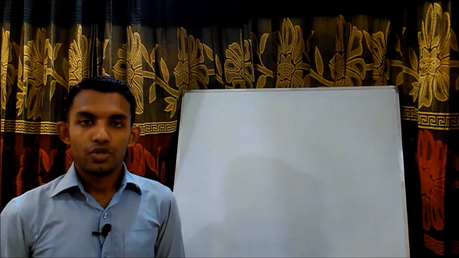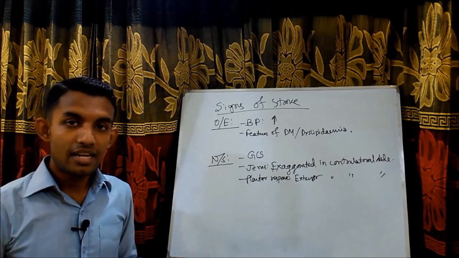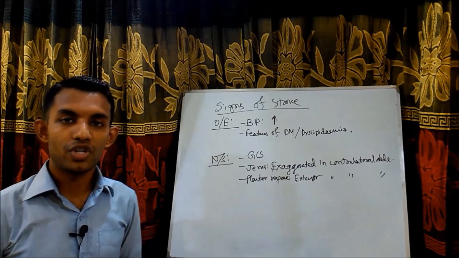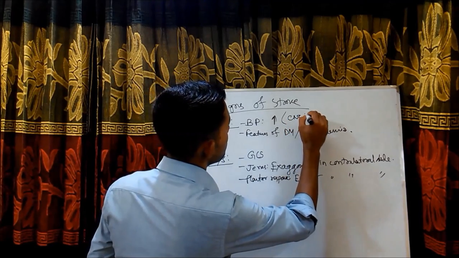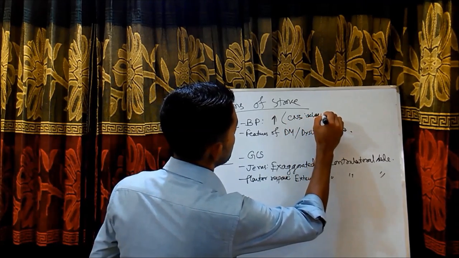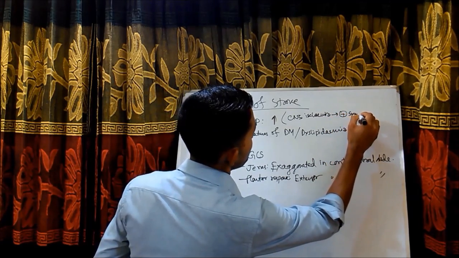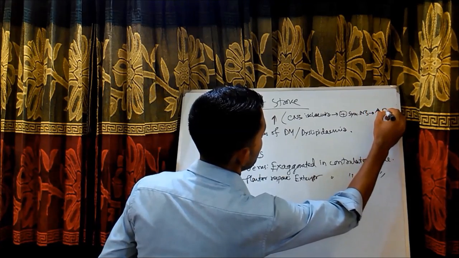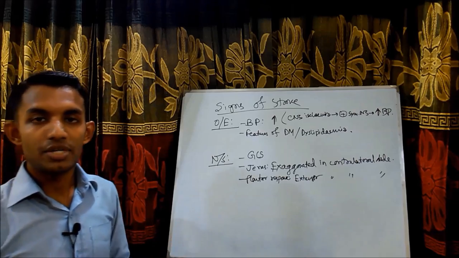Now, what are the signs of the stroke? In case of signs of the stroke, on general examination, we'll get blood pressure usually high. Why is the blood pressure high? Because CNS ischemia stimulates the sympathetic nervous system, and this sympathetic stimulus will raise the blood pressure. And we'll get features of diabetes mellitus or dyslipidemia.